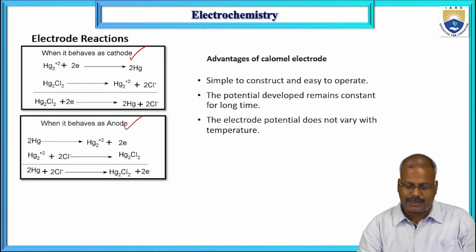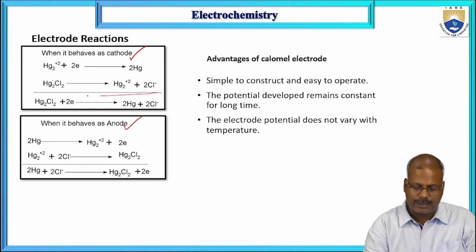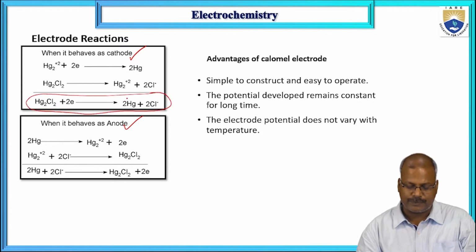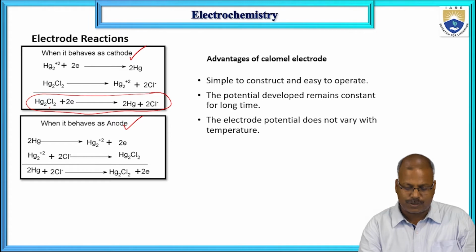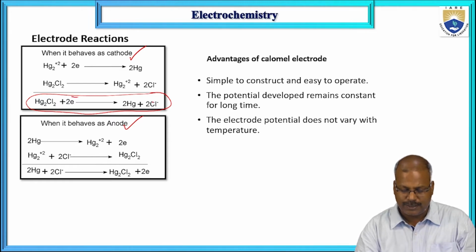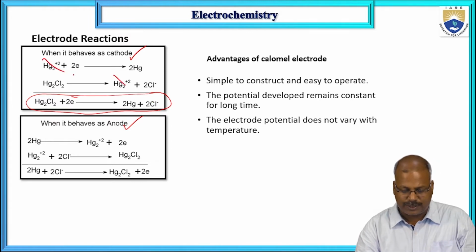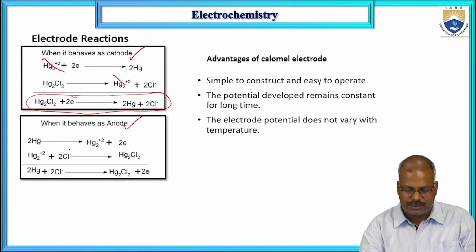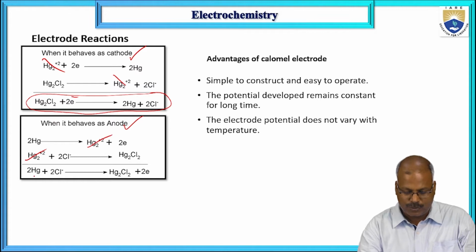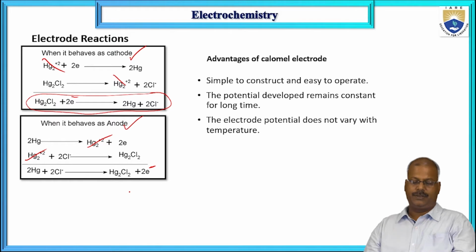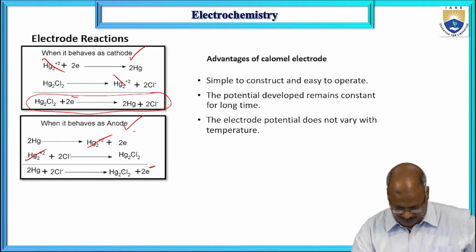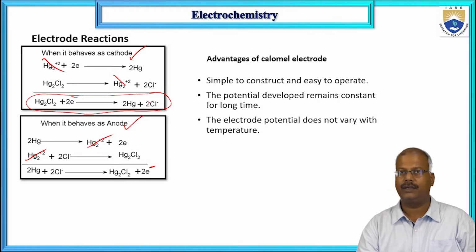When it acts as a cathode, this is the overall reaction: Hg2Cl2 plus 2 electrons gives 2 Hg plus 2 Cl minus. So here the 2 will cancel out, so we write like this. When it behaves as anode, this is the reaction: 2 Hg plus 2 Cl minus gives Hg2Cl2 plus 2 electrons. So this is anodic oxidation. Here it is cathodic reduction.